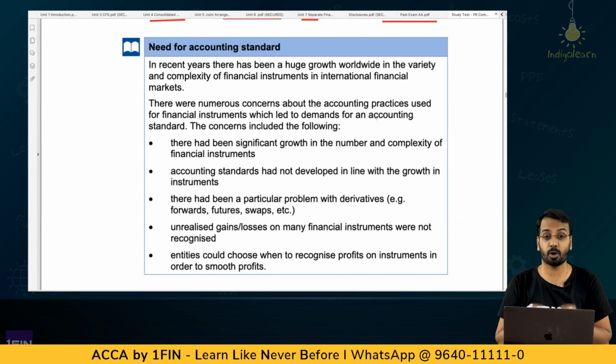Some company purchases copper, and it enters into a forward contract to hedge the purchase of copper. So, on one side you are buying a non-financial asset, on the other side you are entering into a forward contract, which is also called a derivative. So, there was a lack of standard, there was no proper standard which had the authority to tell how the accounting should be done. That is where this particular standard comes into the picture. It tells us how to recognize a financial asset, a financial liability, equity, how to account for them, how to subsequently measure. All of those things are covered in this particular standard.